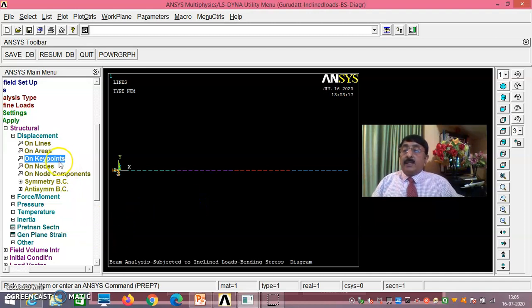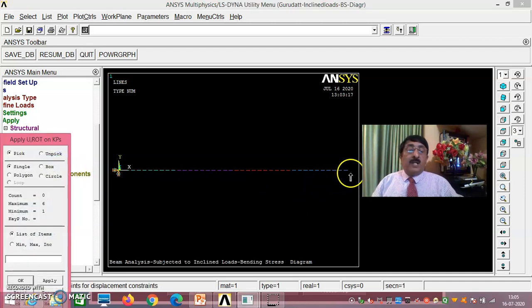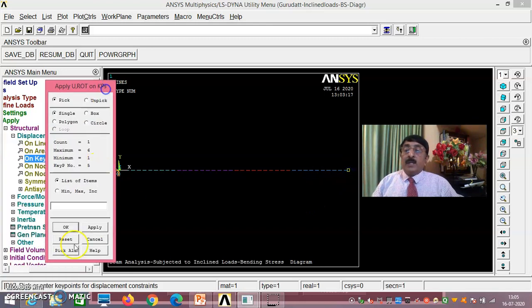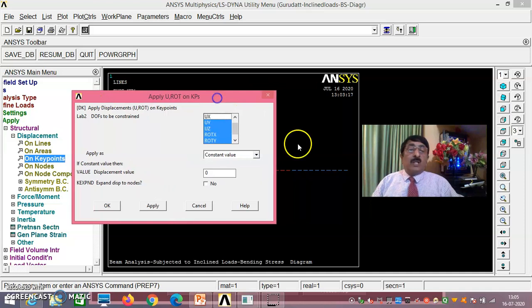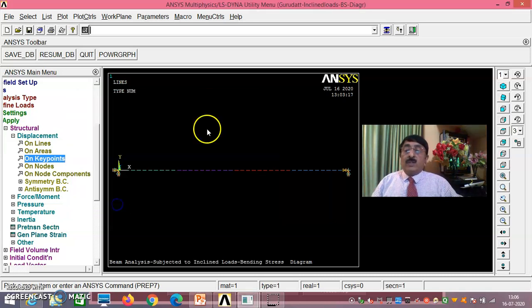Okay, then displacement on key points, you take this point carefully here. But UX also should be there because it's a roller support, no? The movement in X direction also will be there. UX you make it open. That means you can see the movement in X direction. UY, UZ, rotation X, rotation Y and all that you make it 0. Okay, this also is over.